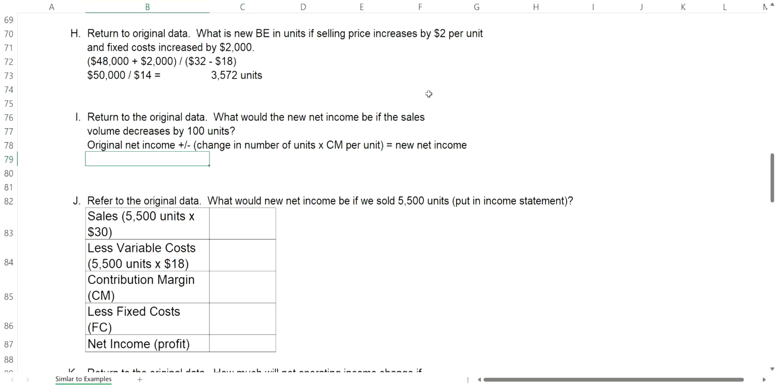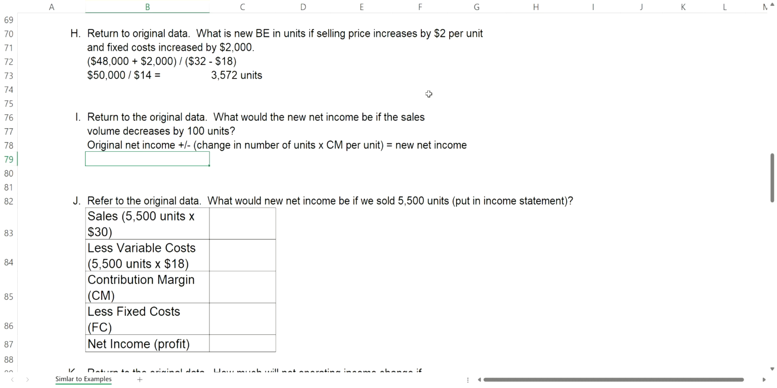Okay, let's go on to letter I. Returning again back to the original data, so our selling price is 30 and our contribution margin per unit is 12. Fixed cost of 48,000. What would the new net income be if sales decrease by 100 units? Remember, sales are currently 4,500 units, so it's going down to 4,400 units. Now we're assuming fixed costs don't change here, and so that means net income would go down by the $12 contribution margin per unit times the 100 units decrease in sales.